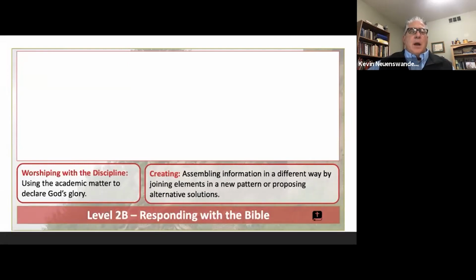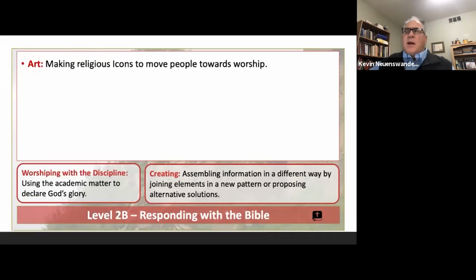So, but worshiping the discipline. One of the things they talk about is ora et labora. So that's prayer and work, and really concentrating on using work, using what we do to glorify and worship God. So that's creating, assembling information in a way by joining elements in a new pattern or proposing alternative solutions. So let's look at some examples.